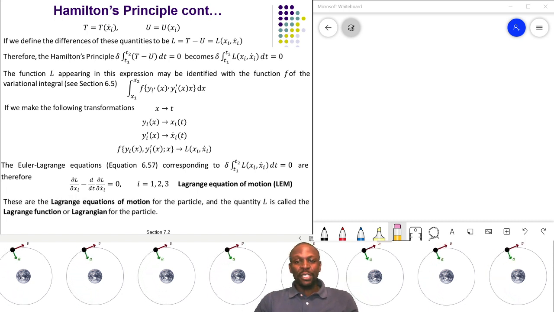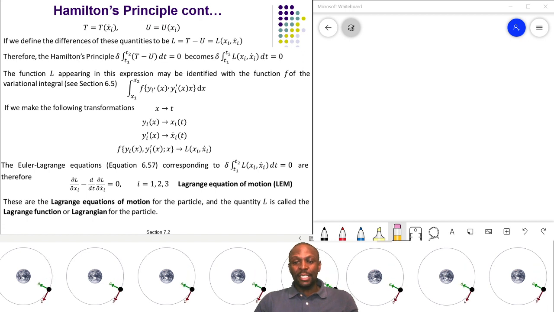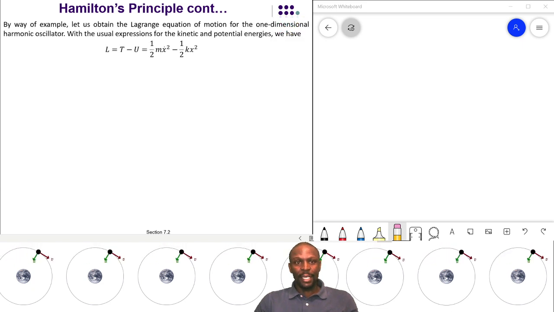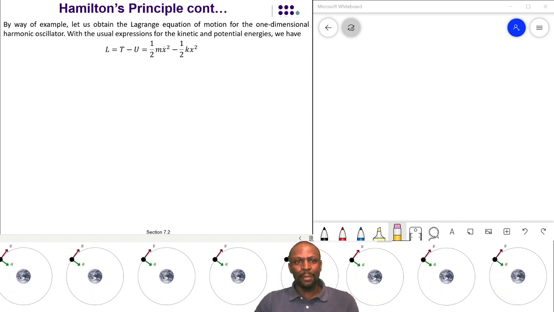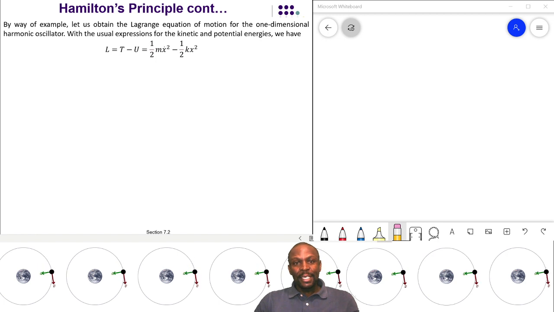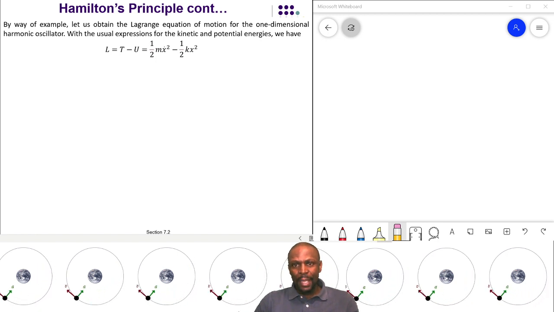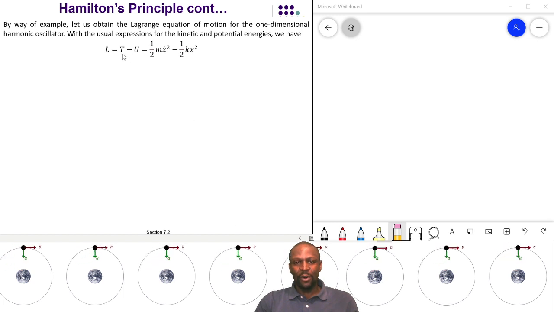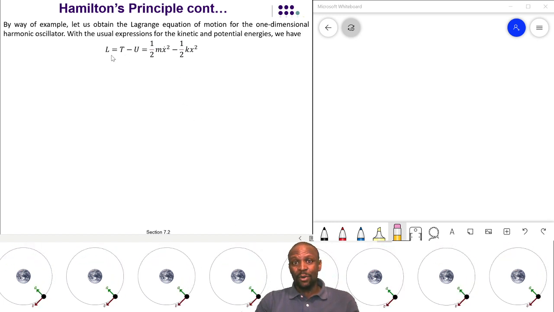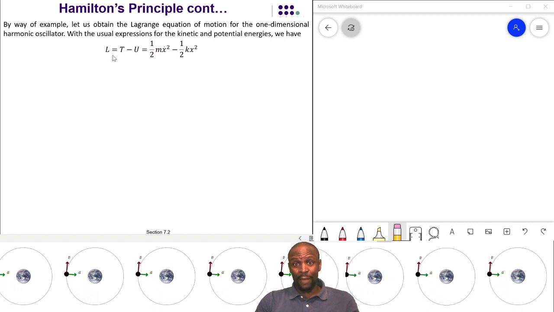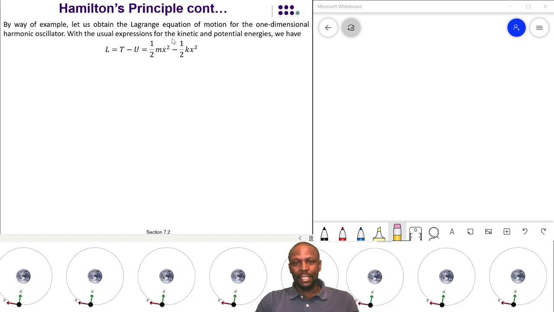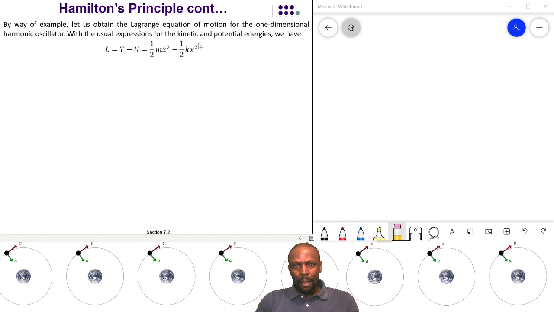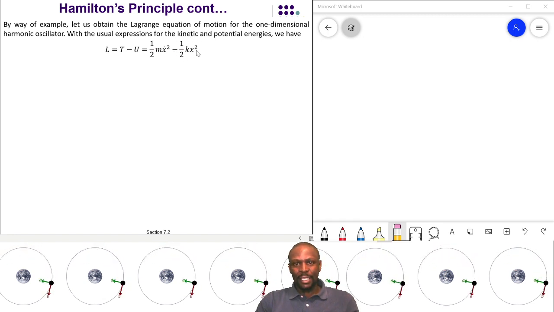Now, these are the Lagrangian equations of motion for the particle, and the quantity L is called the Lagrangian function or Lagrangian, as I have already stated. Now, for an example, let us obtain the Lagrangian equation of motion for the one-dimensional harmonic oscillator. Now, with the usual expression for the kinetic and the potential energy, this is what we have for the Lagrangian function. So the difference between the kinetic and potential energy, we know that the kinetic energy is just given by this, while the potential energy, of course, for the harmonic oscillator is just given by this equation here.